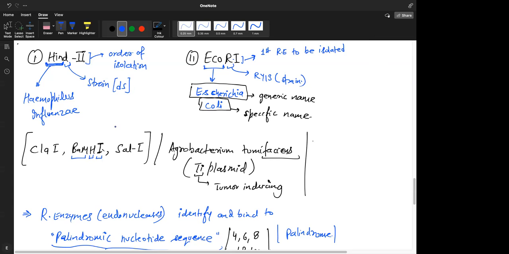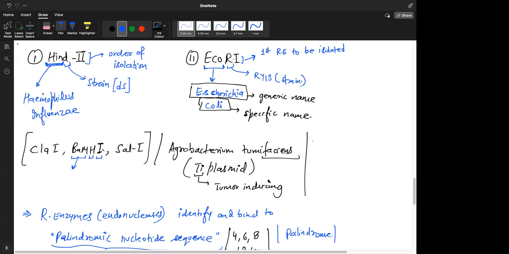BamH1, anyone knows? BAM stands for tetracycline resistant, right? No, we are not talking about resistance. I'm asking what does BamH1 stand for?